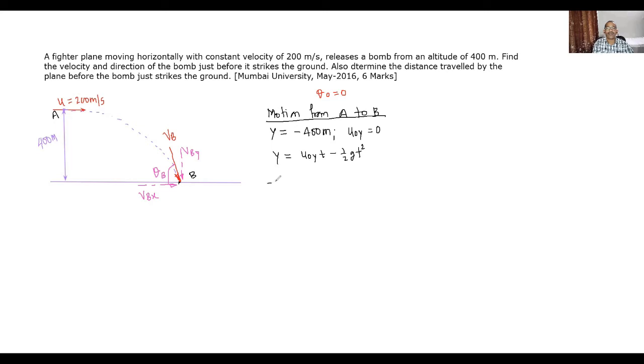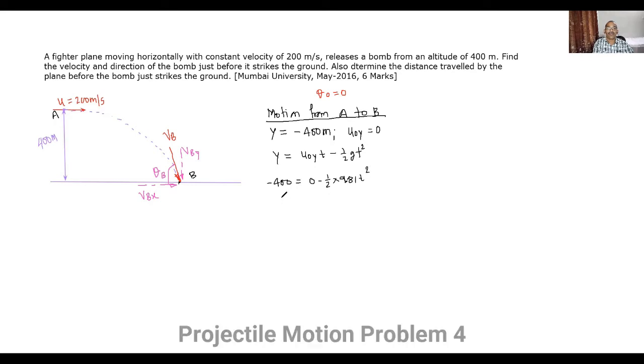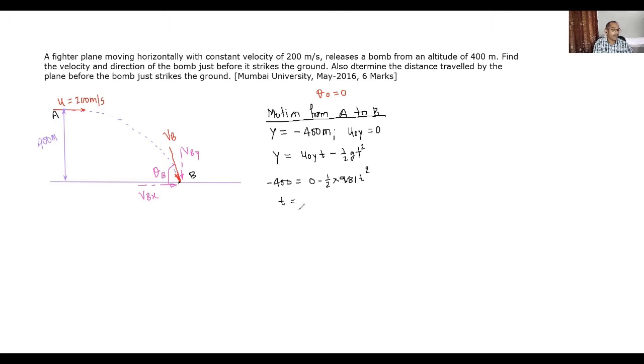Now y, if we substitute, this y is minus 400, u0y is 0, half into 9.81, this is 9.81 t square. So using a calculator, if you calculate, this answer of time t comes out to be 9.03 seconds. You know how much time it takes to reach location B.